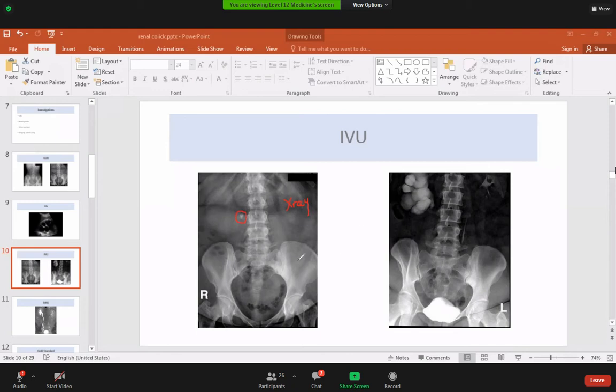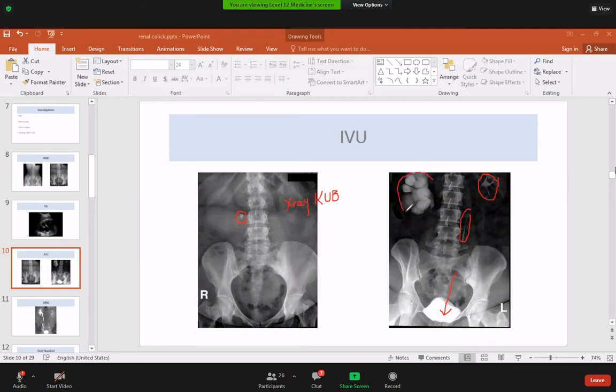Now, this is an X-ray KUB, which is done as a first investigation or first part of an IVU. Then we do the injection and we check the other things. Now you can see here, there is a normal pelvis. There is a normal ureter with the dye, and the dye is entering into the bladder. Now what is happening on the right side, the same side where we see the stone?